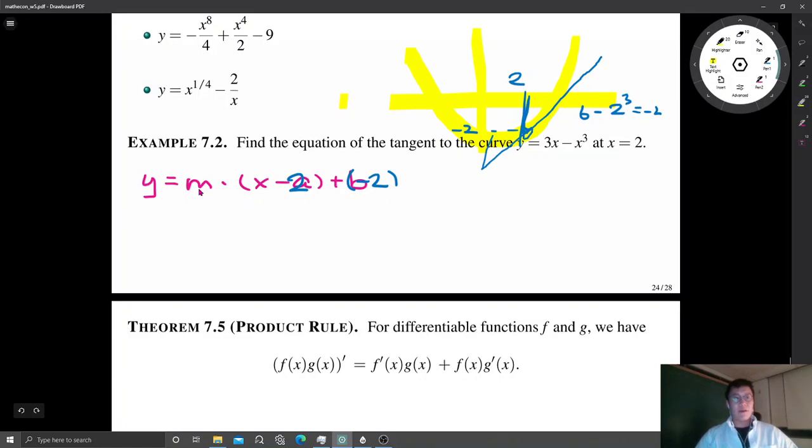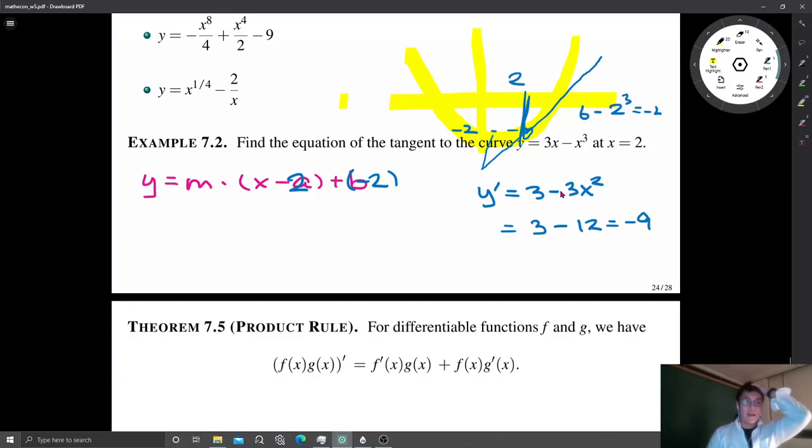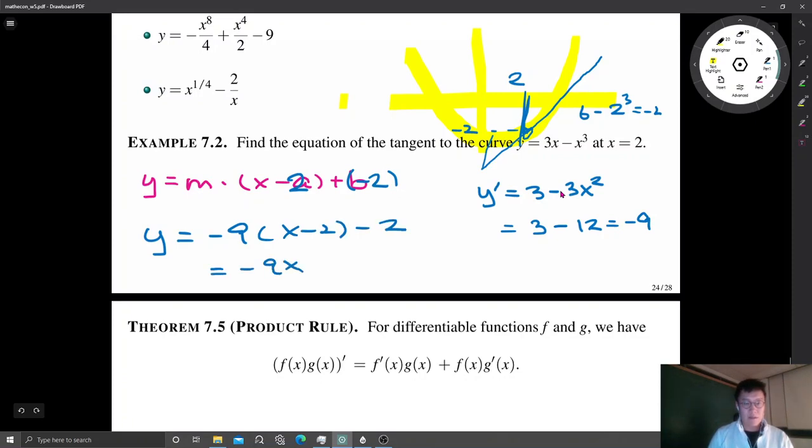Okay? Now the remaining thing is the slope. So we take the derivative of this curve to get y prime as 3 minus 3x squared. Okay? So it tells us the slope of the tangent line at any point x, but we are interested in the slope of the tangent line at point 2. So we substitute 2 for x to get 3 minus 12, that is -9. So m turns out to be -9. So now we are ready to construct the equation. -9 times (x minus 2) minus 2. So -9x plus 18 minus 2. So -9x plus 16. Okay.